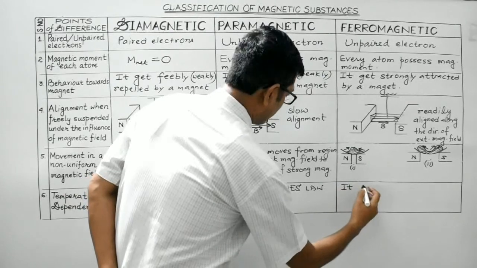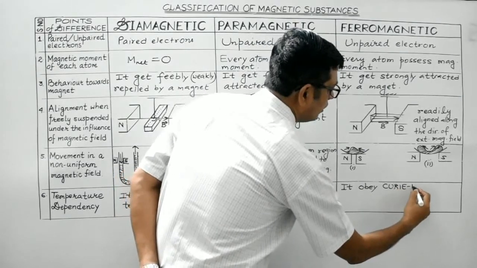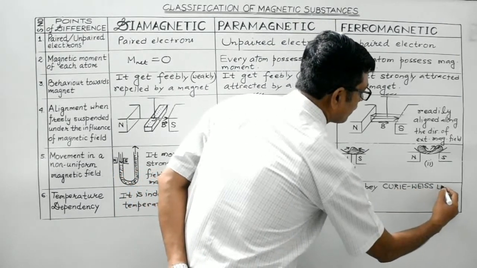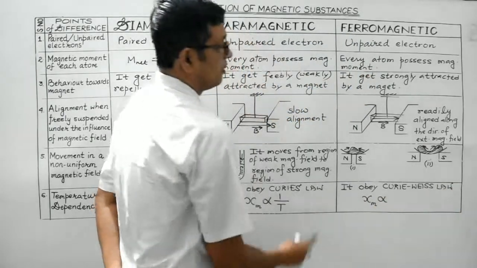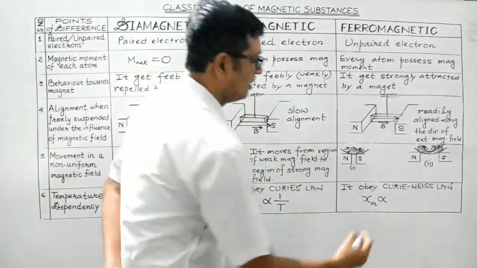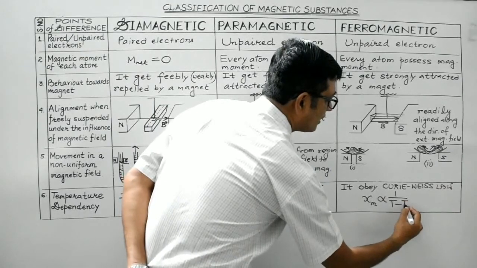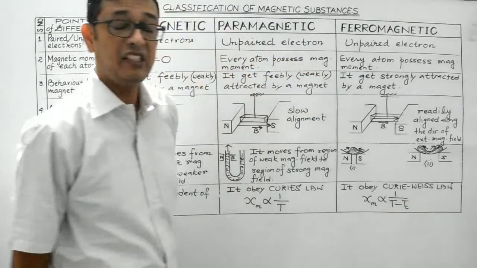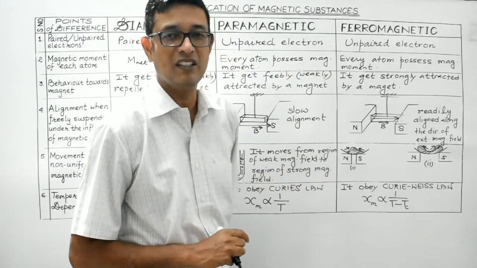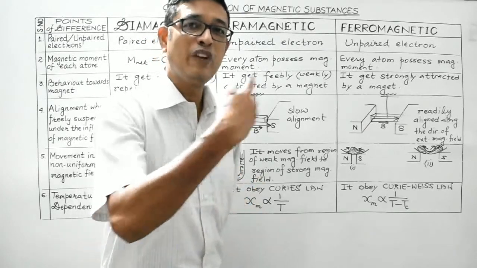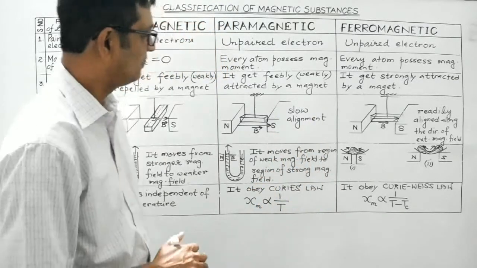So it is also temperature dependent, but it obeys Curie-Weiss law, which states that the magnetic susceptibility of a ferromagnetic substance is inversely proportional to the temperature above its critical temperature. T minus Tc is the temperature above its critical temperature. Tc is the critical temperature in the absolute scale. It is that temperature beyond which a ferromagnetic substance starts behaving as a paramagnetic substance, right?